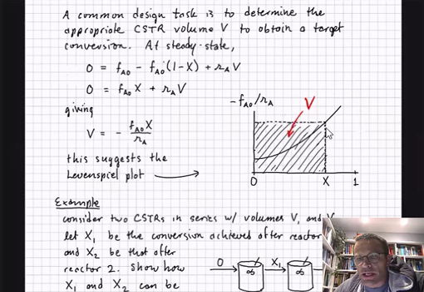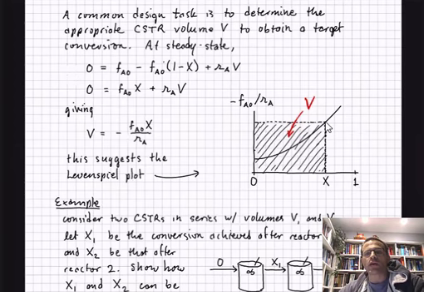So if I now create a little box out of this, it gives me the volume that corresponds to the reactor that I need to reach that point x. This is called a Levenspiel plot. This particular Levenspiel plot is for a CSTR.